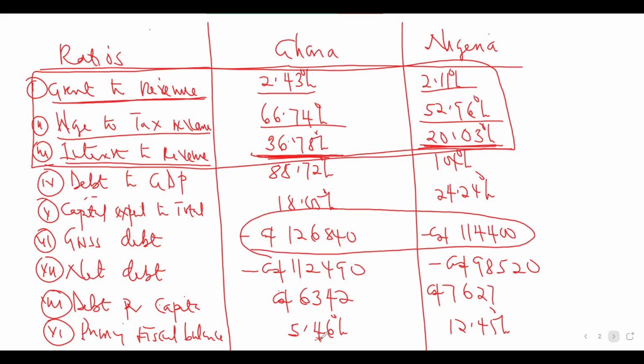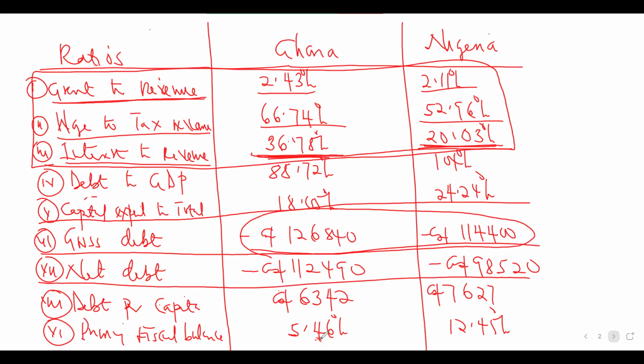We can use our capital to total expenditure. We can also use the gross debt. Okay, we can also use the net debt. For this one also, we can also use the debt per capita. For the financial performance, you can also, if you like, rely on the fiscal balance also.